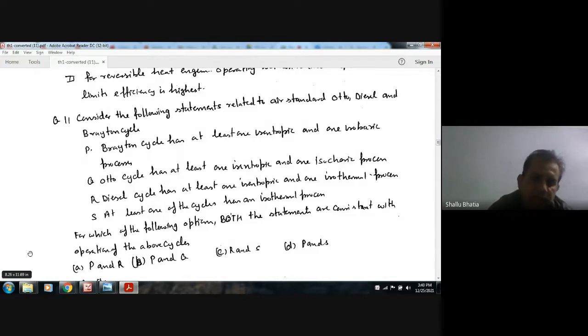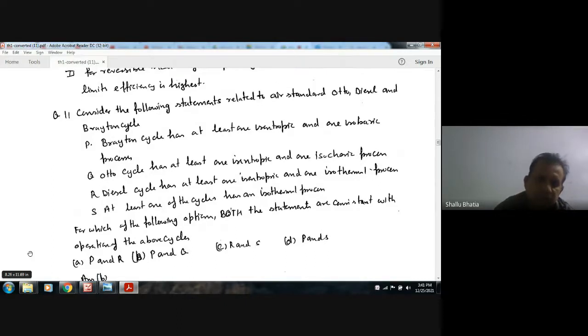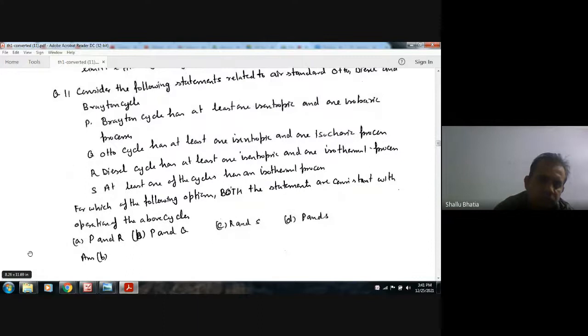Q: Otto cycle has at least one isentropic and one isochoric process. R: Diesel engine has at least one isentropic and one isothermal process. S: At least one of the cycle has an isothermal process. So Brayton cycle has two isentropic processes and two isobaric processes. Okay, so this is correct.